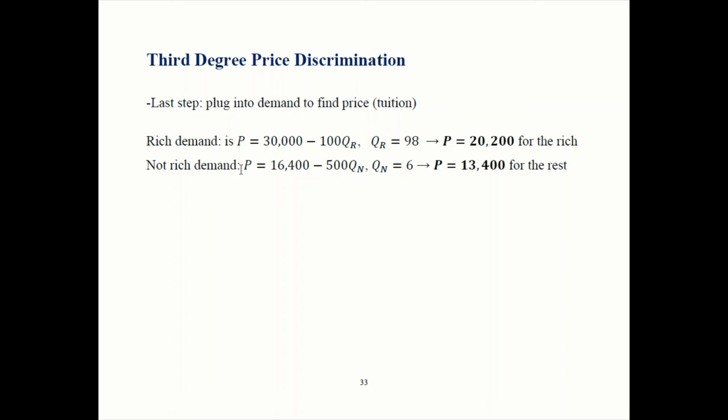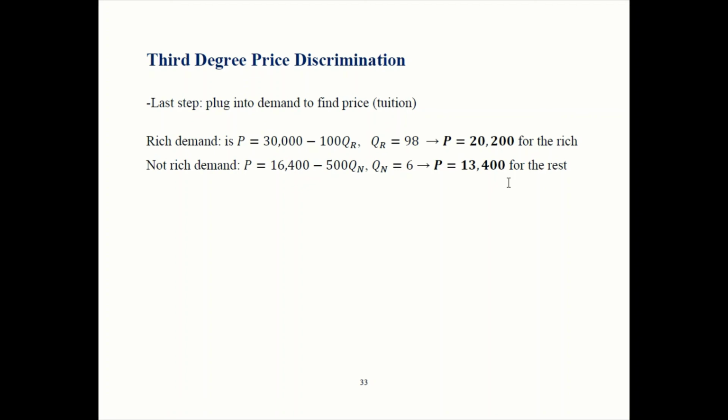For the students who are not rich, they had a lower demand curve and one that was also more price sensitive. So intuitively, you'd expect we're going to charge them a lower price. We do. We established that QN is going to be 6, so you plug 6 in over here. 500 times 6 is going to be 3,000. 16,400 minus 3,000 is going to be 13,400. So that's the tuition you charge them.